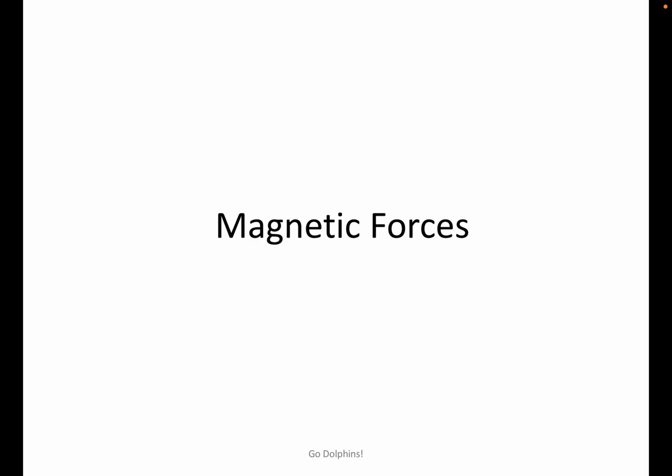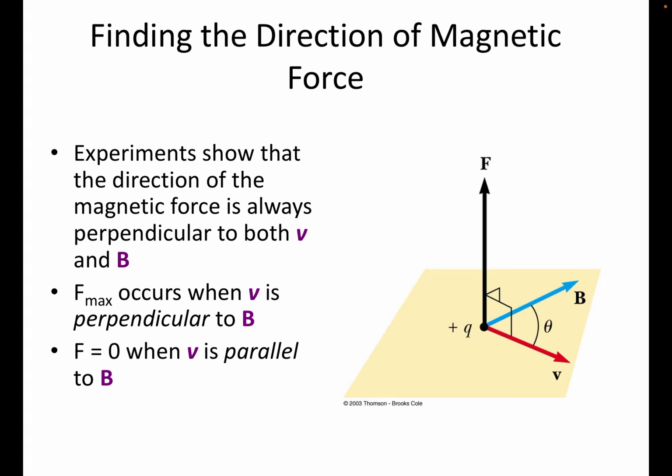Let's now focus on the property of these magnetic forces. The direction of the magnetic force is unique. It is always perpendicular to both the velocity of the charge v and the magnetic field B. This means the force is not in the direction of motion nor in the direction of the field, but perpendicular to the plane that contains both of those vectors.